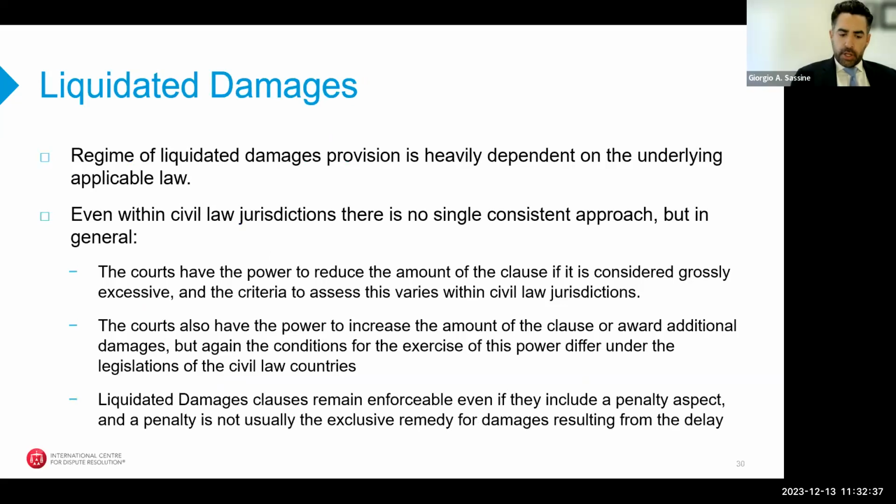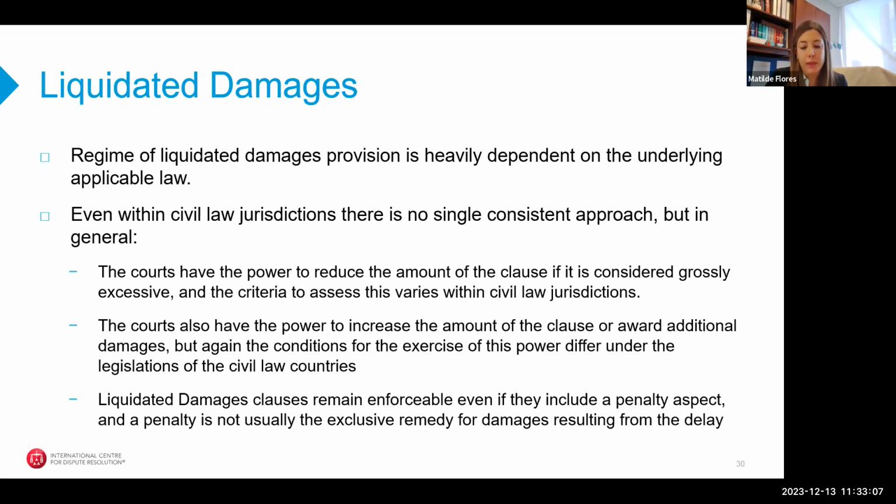So is there a difference between the LDs depending on the applicable law? Yes. So in principle, courts allow for the parties to agree to liquidated damages clauses in their contract, and they respect the freedom of contract. But nonetheless, these clauses remain subject to judicial scrutiny, and the way in which courts assess these clauses is highly dependent on the applicable law regime.